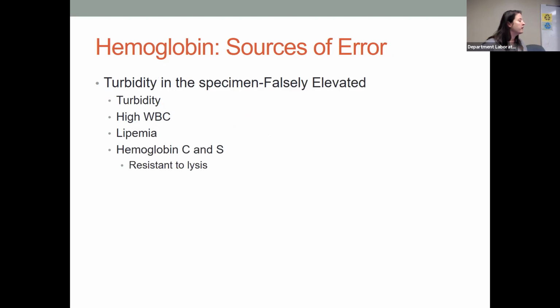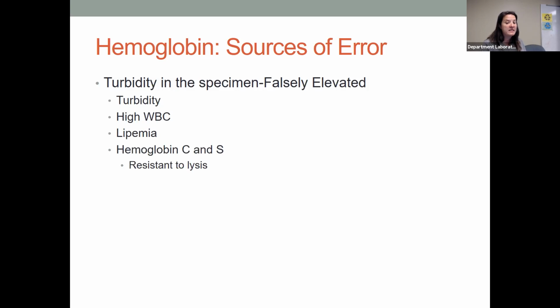All right, so think of an extremely high white cell count. Maybe the patient has leukemia, where that white cell count is 100, 200,000. That will make your sample very turbid, and that could increase your hemoglobin value as well. If any of your patients has a very high fat diet and they have a lot of lipemia present in their sample, that will also affect the turbidity of that sample.